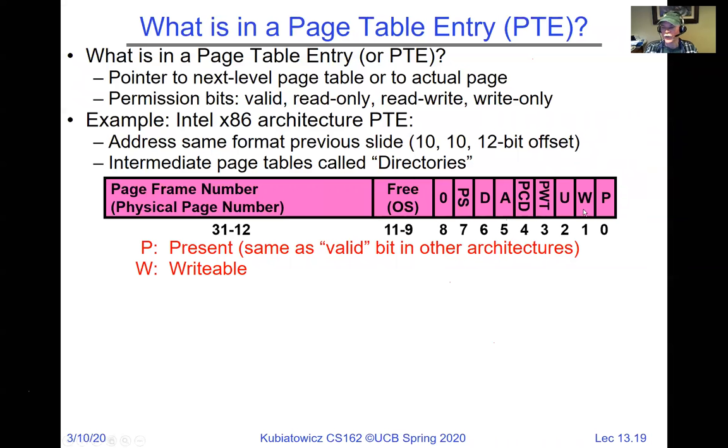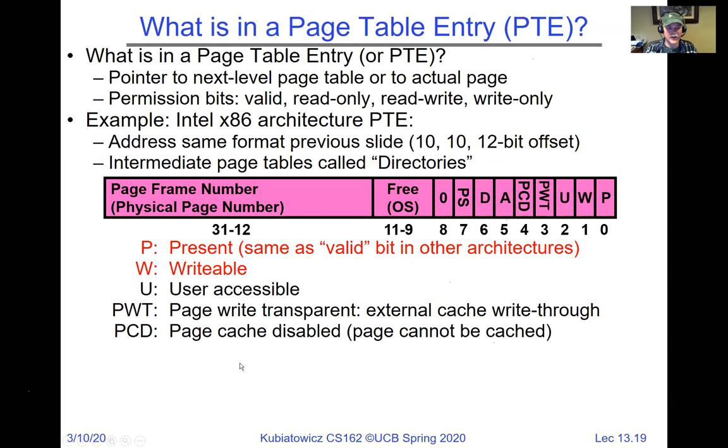The W bit is whether it's writable or not, okay? So if it's not writable, then you set that to a 0 and an attempt to write would give you a page fault. U is whether the user can use it or not. If that's a 0, then only the kernel can touch it. And these other ones are about external caching and so on. Maybe we'll talk about that a little bit later.